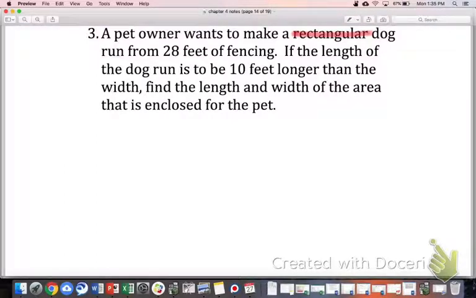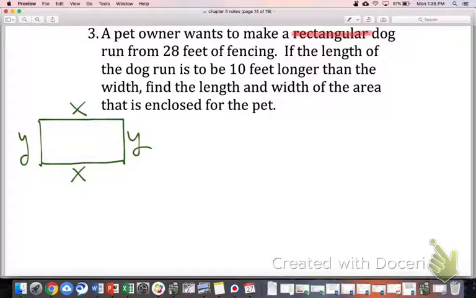Guys, check this out. First thing we're going to do is draw a picture. So we've got this rectangular dog run. I'll just do this off to the side, and I'm going to keep the labeling super simple. I'm going to call this X. I'm going to call this Y. And since this is a rectangle, that'll also be X and that'll also be Y. Does that make sense?